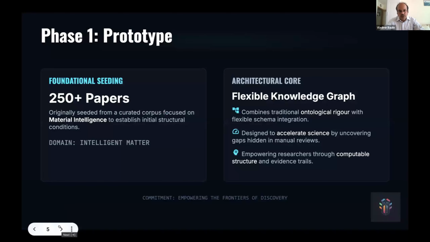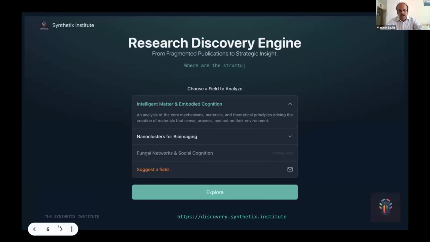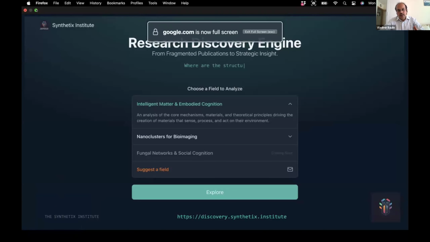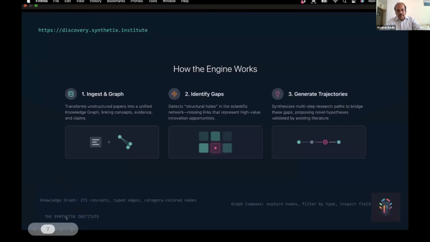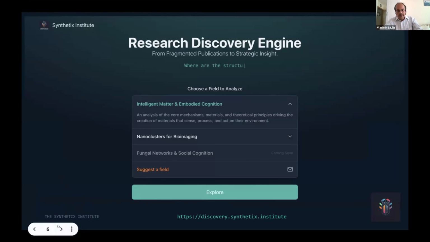Yes, we have those publications, and we have several domains, but to show, we have one domain which is well done. This is a website, the Discovery Synthetics Institute. And here the first domain which was done, since this goes by domains, is intelligent matter and soft embodied cognition and soft robotics. This tool is also related a lot to active inference, but not exclusively. There are many different concepts which cross each other.